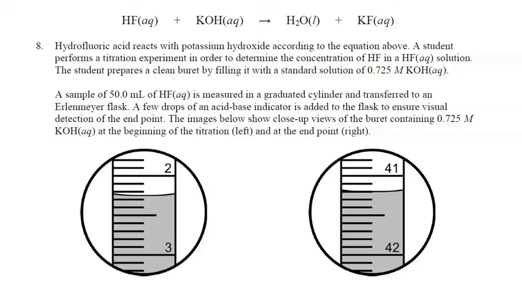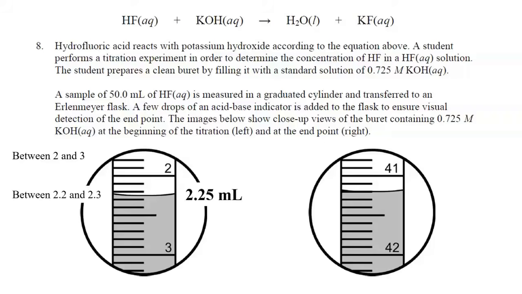The images below show close-up views of the burette containing 0.725 molar potassium hydroxide at the beginning of the titration on the left and at the endpoint on the right. So on the left, I would say that that volume reading should be somewhere between 2 and 3. Looking more closely, I would say that the bottom of the meniscus is between 2.2 and 2.3. And if I estimate it's about halfway, that would be 2.25 milliliters. That's my initial burette reading.